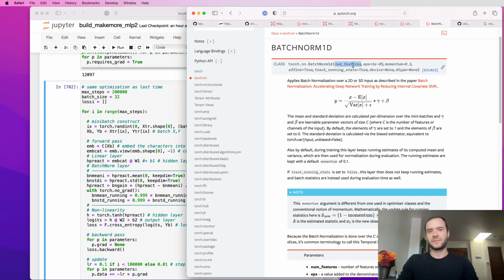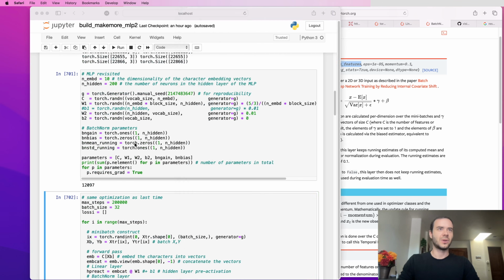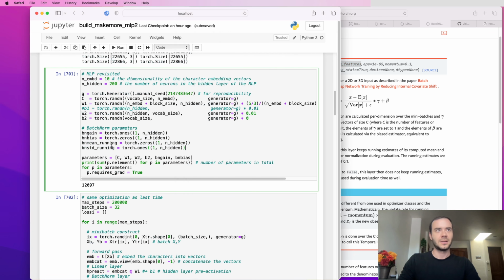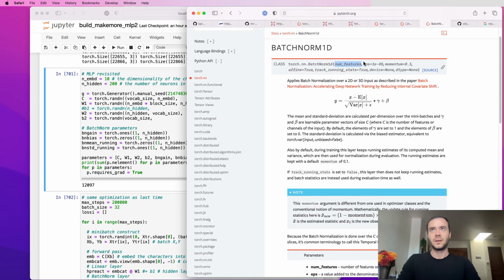So we need to know the number of features. For us, that is 200. And that is needed so that we can initialize these parameters here: the gain, the bias, and the buffers for the running mean and standard deviation. Then they need to know the value of epsilon here, and by default, this is 1e-5. You don't typically change this too much.